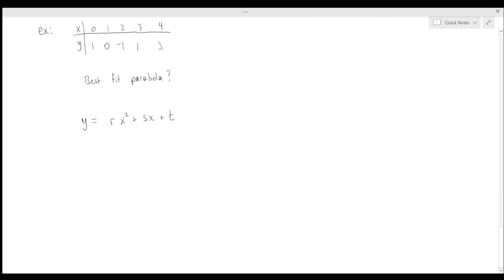So what we can do is plug all of our data points into this equation. So for instance, plugging in 1 for y and 0 for x, and then plug in 0 for y and 1 for x. So doing this is going to give us a system of equations that we could use to try to solve for r, s, and t.